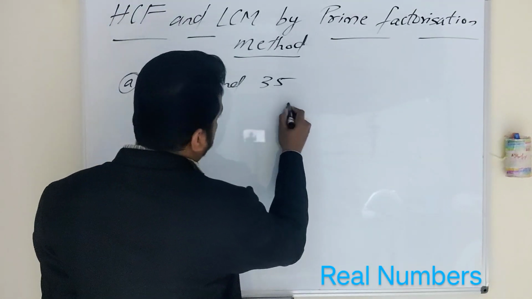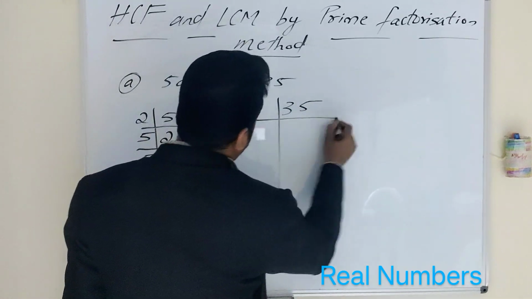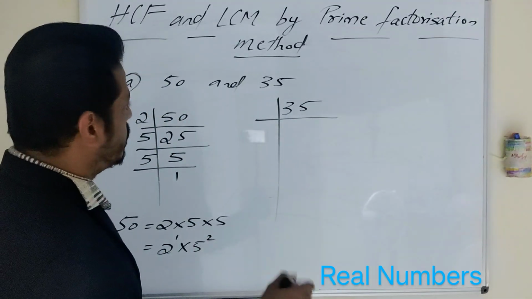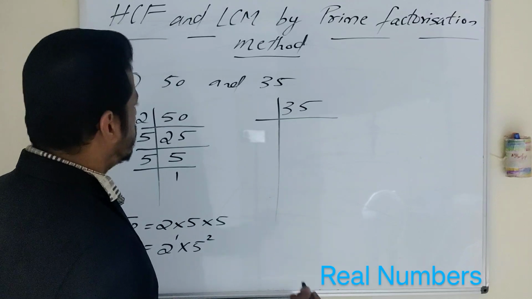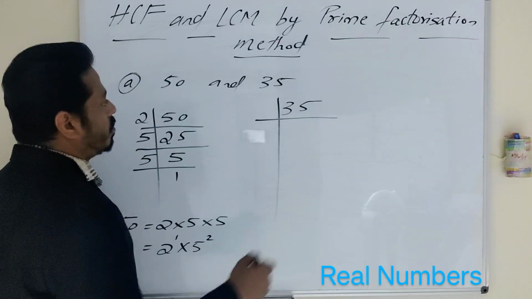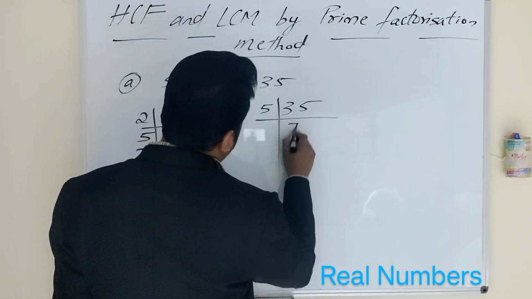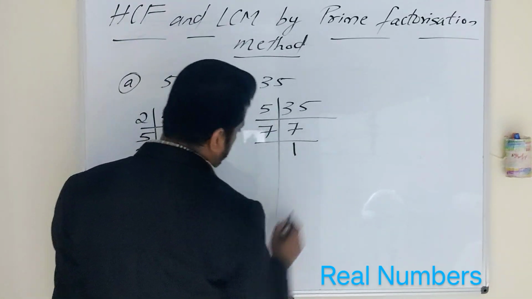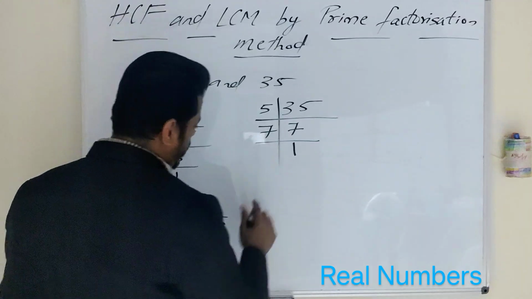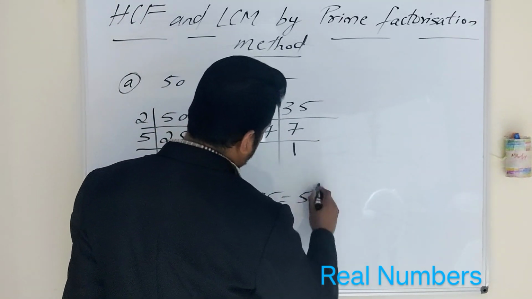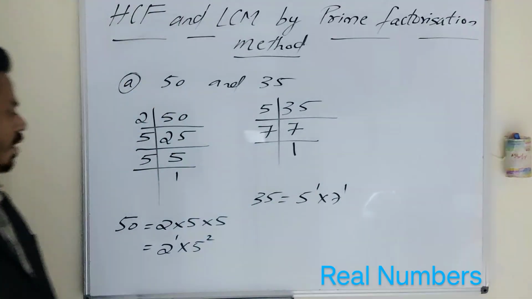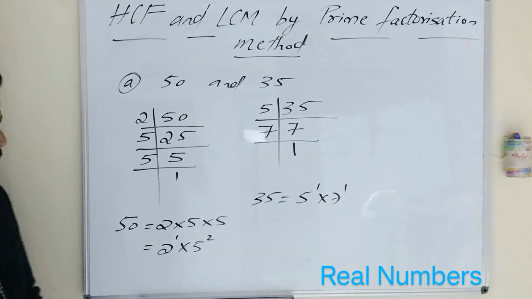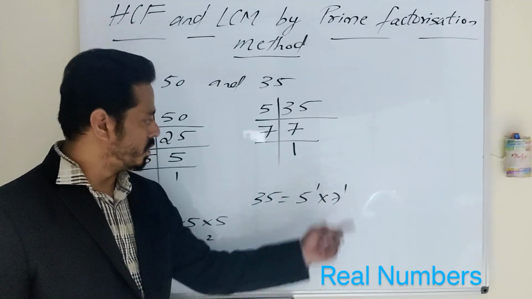Now let's take 35. Find the factors of 35 by the prime factorization method. Let's start with 2. 35 is an odd number, so it is not divisible by 2. Then go for 3. 35 is not a multiple of 3. Then go for the next number, 5. You get 5 sevens are 35. 7 is a prime number, it is divisible by itself, so 7 ones are 7. So when you write 35, it is 5 raised to 1 times 7 raised to 1, the prime factors. Now you check here. The prime factors of 50 are 2 raised to 1 into 5 raised to 2, and 35 is 5 raised to 1 into 7 raised to 1.